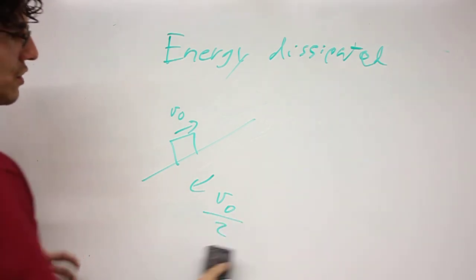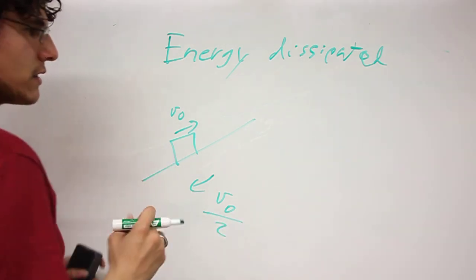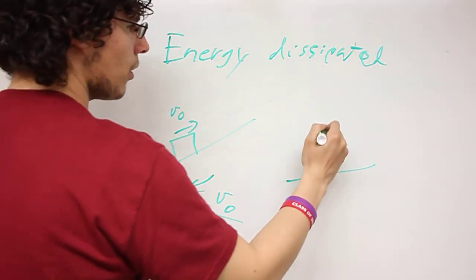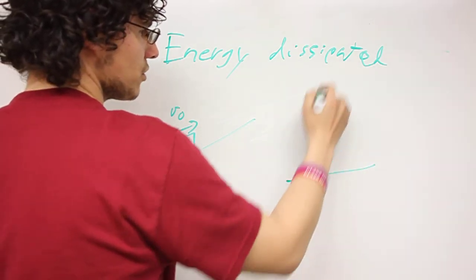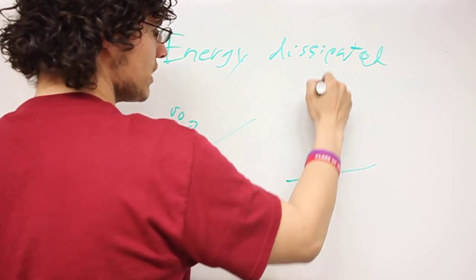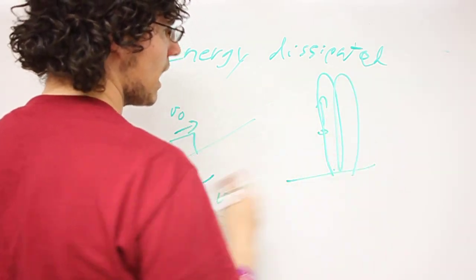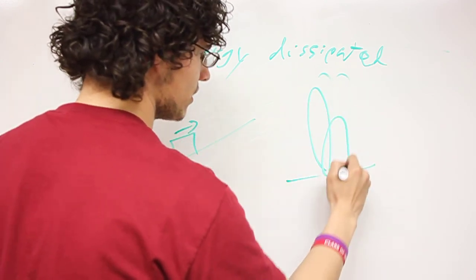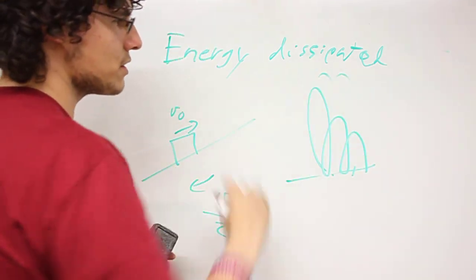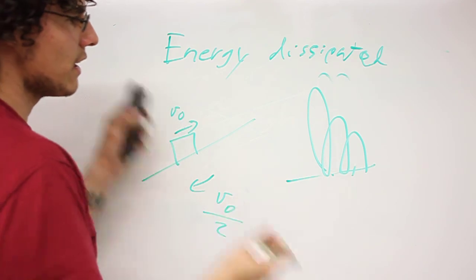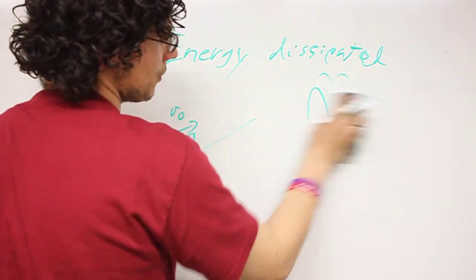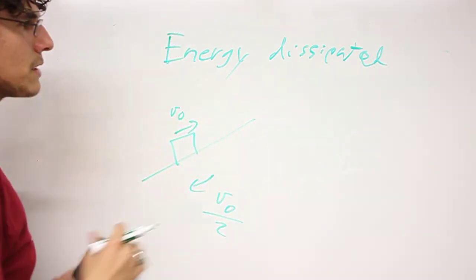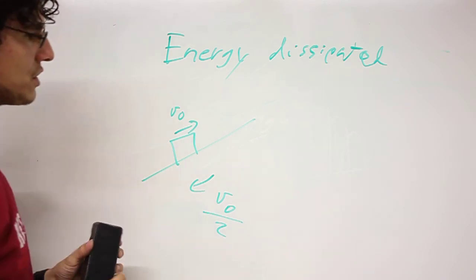This usually happens. It's kind of like if you get a ball and throw it up, it goes back down, and usually it doesn't bounce back to the same height. Why? Because some energy is dissipated, in this case in changing the geometry of the ball. The point is there's some type of friction going on and some type of energy dissipation.